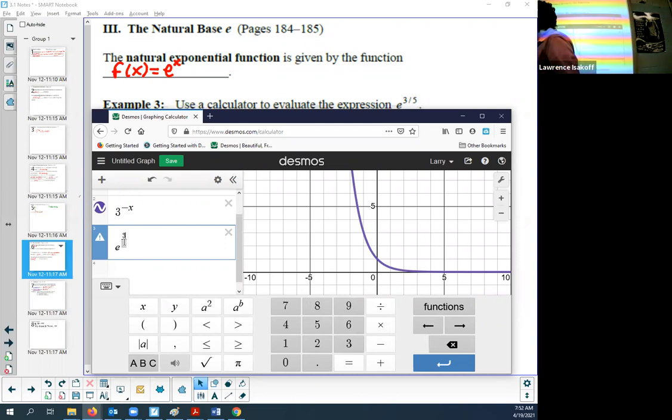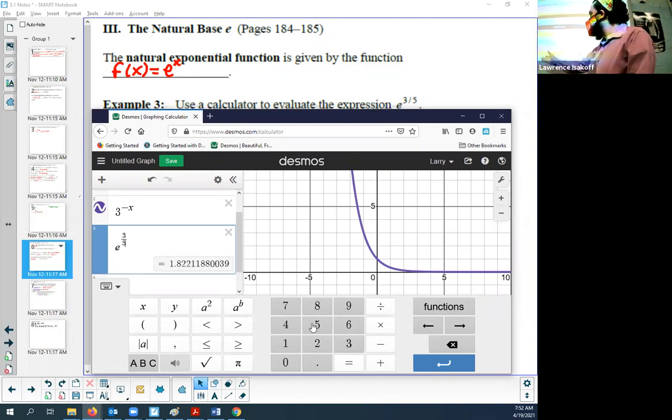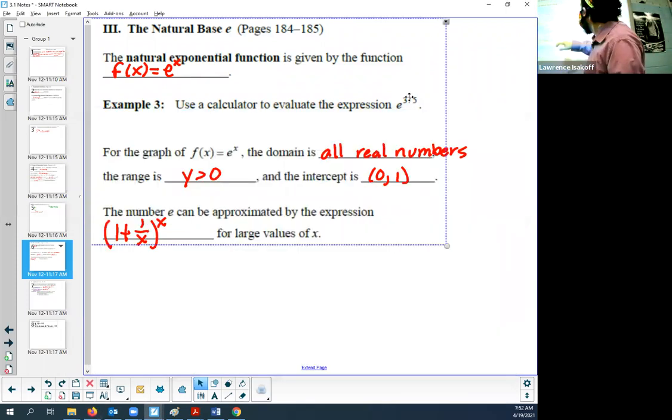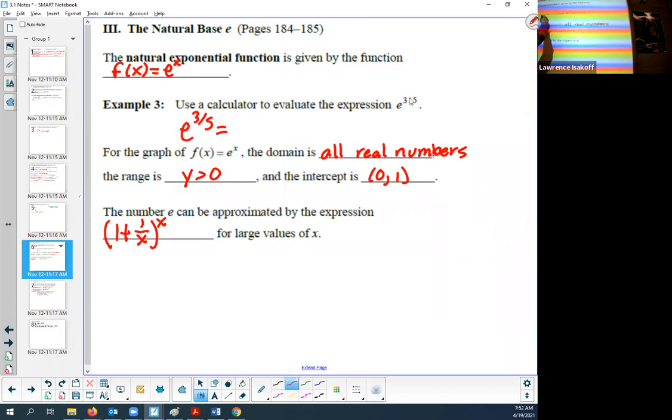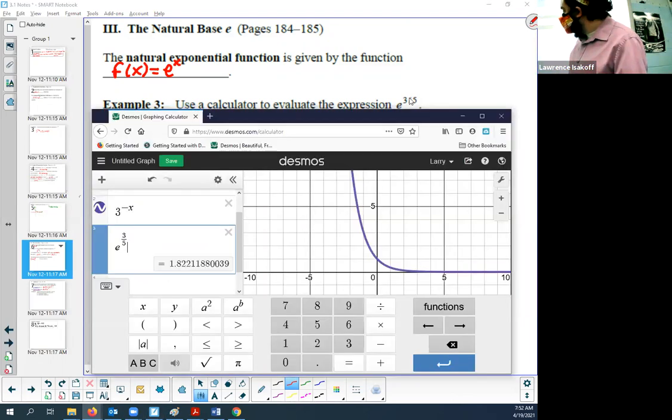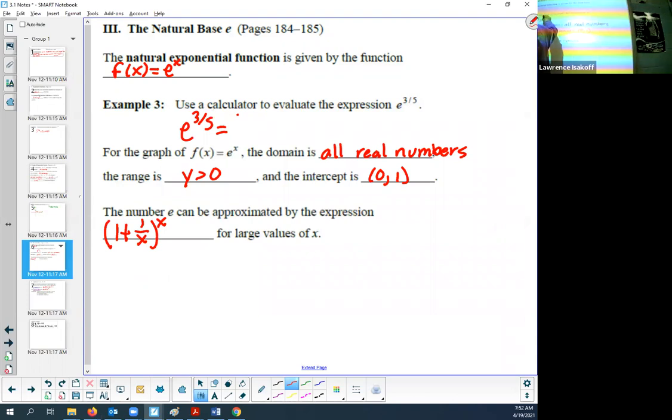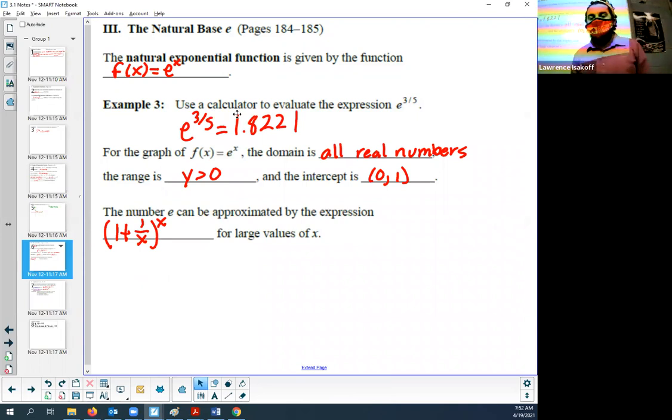Come on, to the bottom of that. There we go. And look, this is all calculator work here. 1.8221. That's it. All we did was type that into the calculator. Again, I'm not going to expect you to be able to approximate that in your head. No, just grab the calculator, tell me what it is.